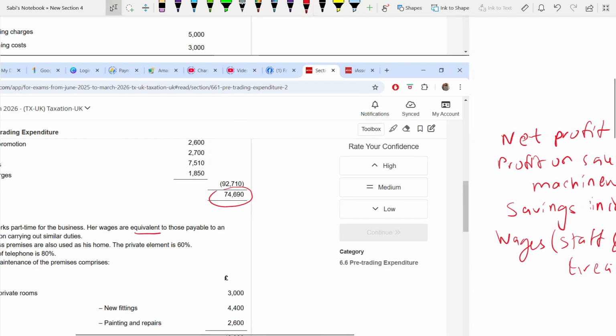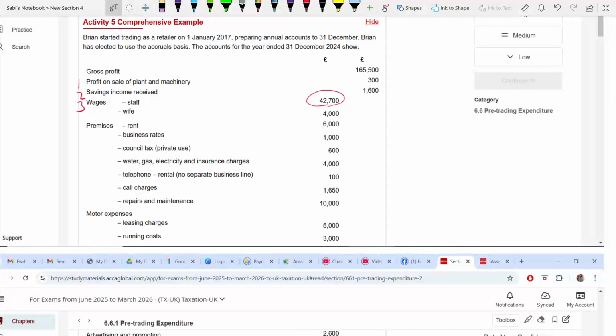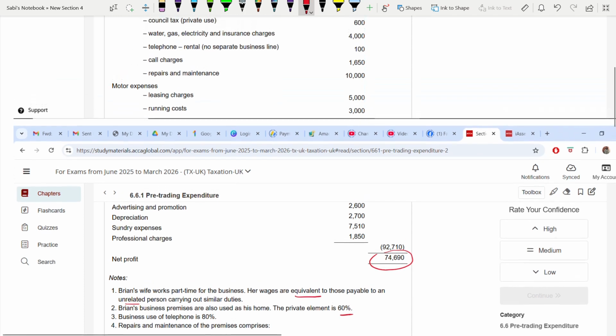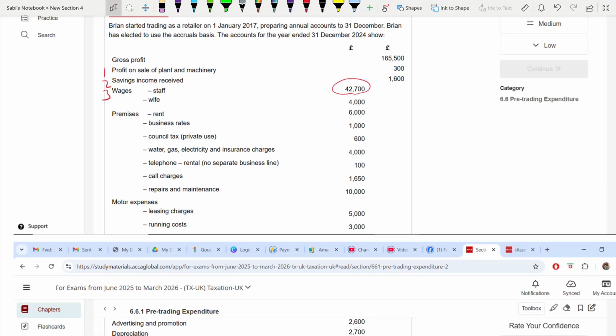Next, premises. So when we come to the premises, remember here they have told the private element for business premises is 60%. That means up to 60% it will not be allowable. For that 60% you have to do the adjustment. 40% is business expense, you can deduct.